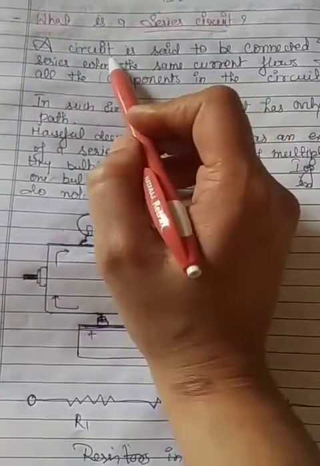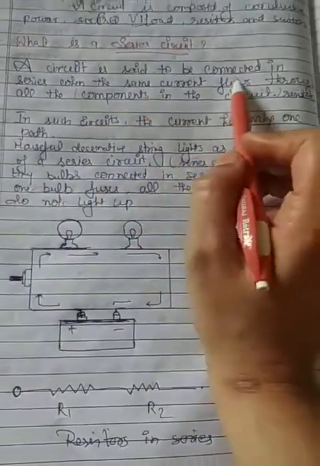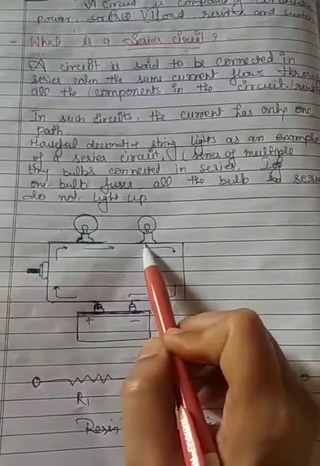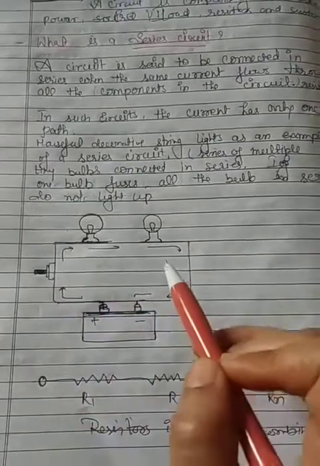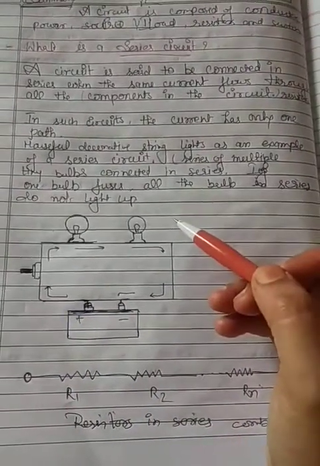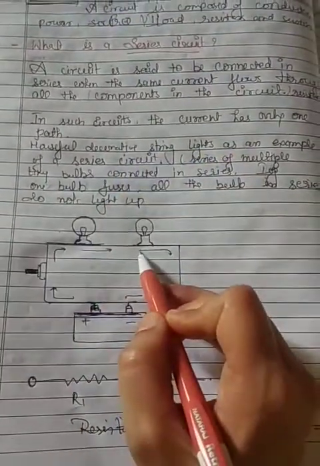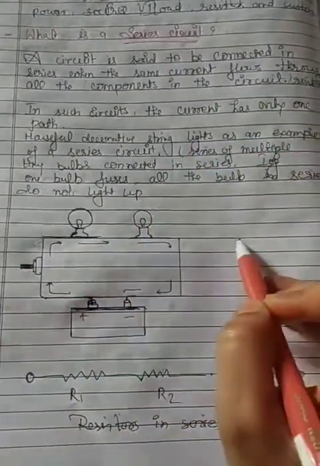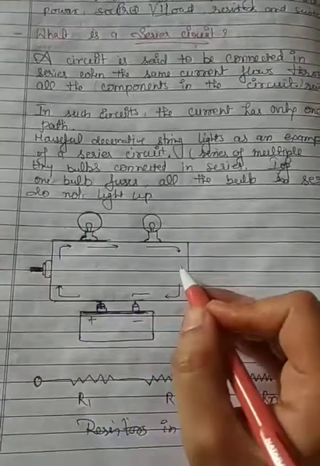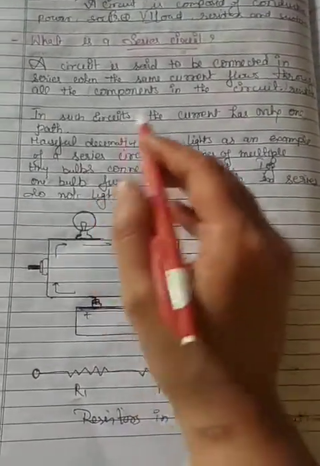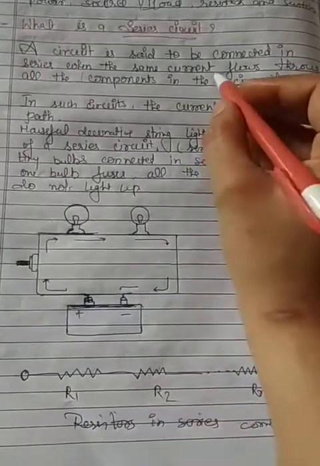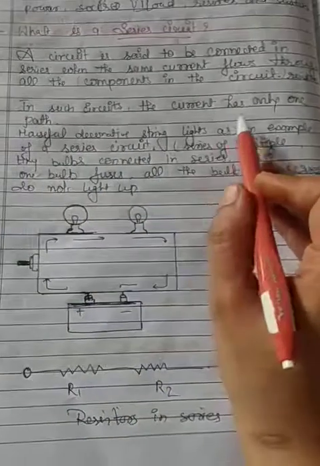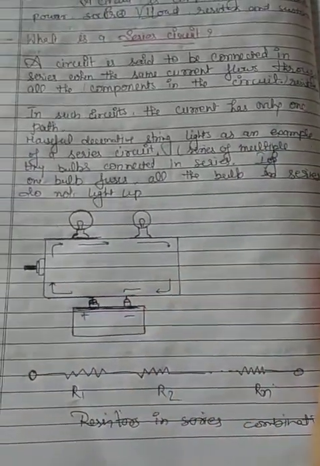Circuit. A circuit is said to be connected in series when the same current flows through all the components in the circuit. Current I, same current flows. In such a circuit, the current has only one path.